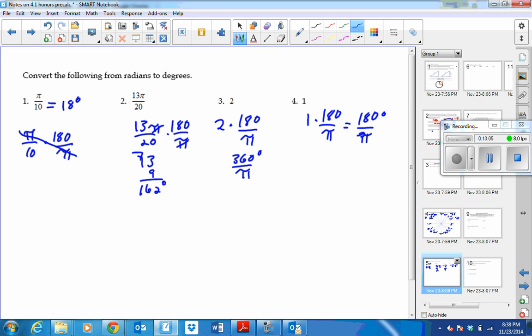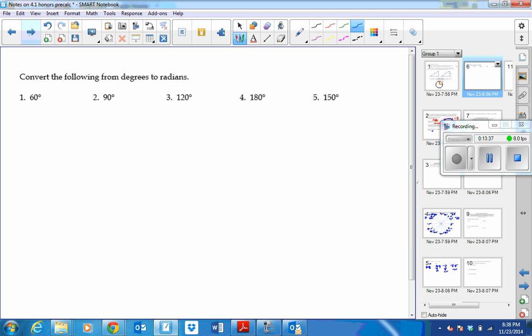So 360 divided by pi gives us 114.59 degrees, and 180 divided by pi gives us 57.296 degrees. And I probably should have rounded to thousandths place, because in a couple of minutes we're going to talk about how to take these degree measures and convert them to minutes and seconds to be more accurate in the degree measure. So convert the following from degrees to radians.